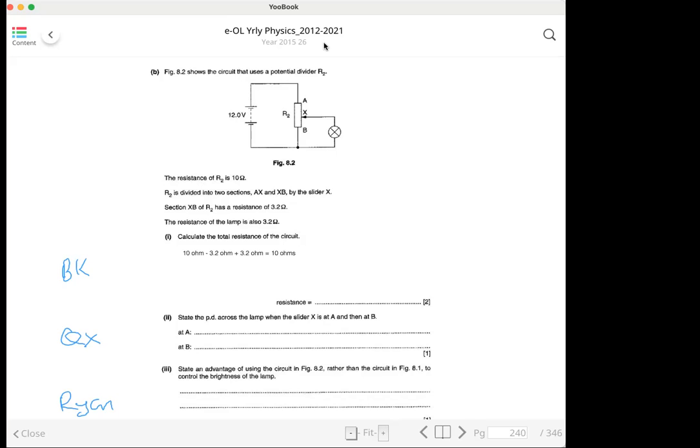Yiting, your part one is incorrect. Oscar, your part one is also incorrect. Okay, Xiaoxing, your part one is correct. Well done. Incorrect.